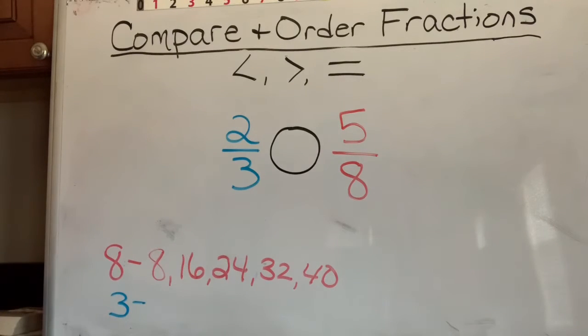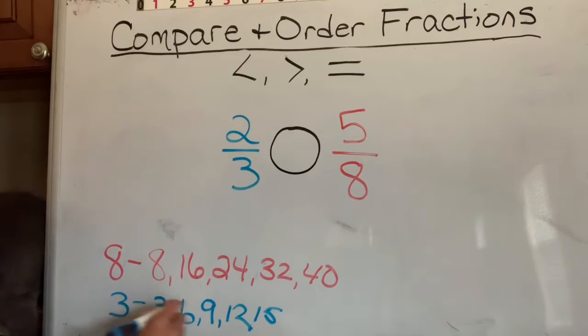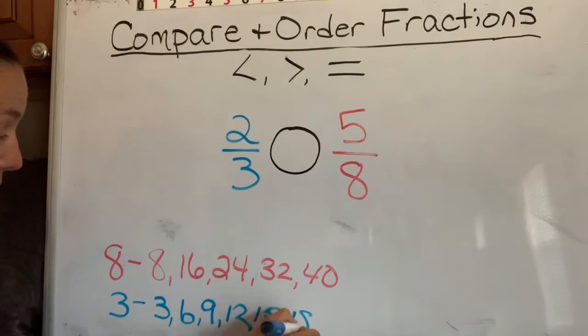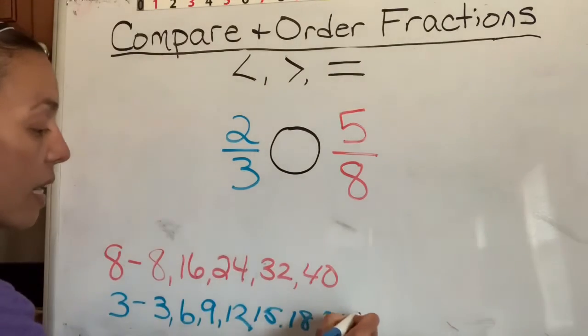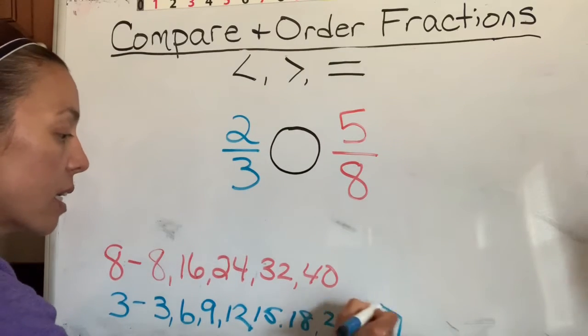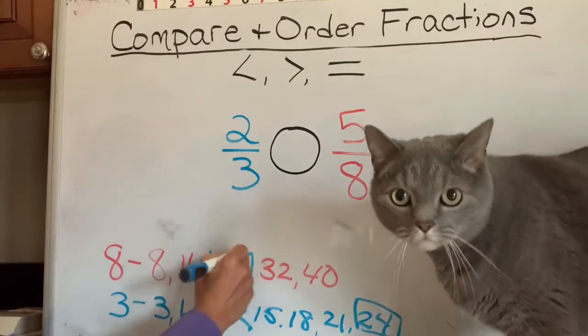Now we're going to be listing the multiples of 3. Now here is the nice thing, we can stop when we find the lowest number that matches any of the numbers up here. So let's see how long it takes us. 3 times 1 is 3, 3 times 2 is 6, 3 times 3 is 9, 3 times 4 is 12, 3 times 5 is 15, we don't have a match yet, 3 times 6 is 18, 3 times 7 is 21, 3 times 8 is 24, and ding, ding, ding, ding, ding, we have found the least common denominator.